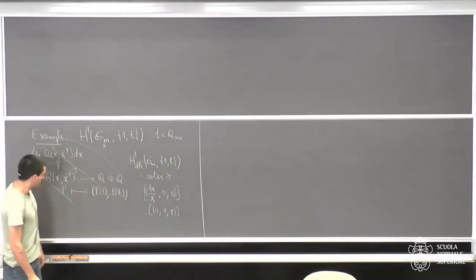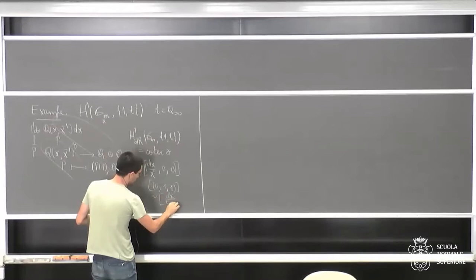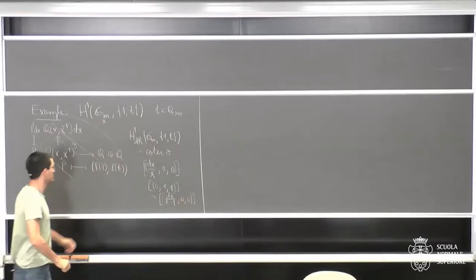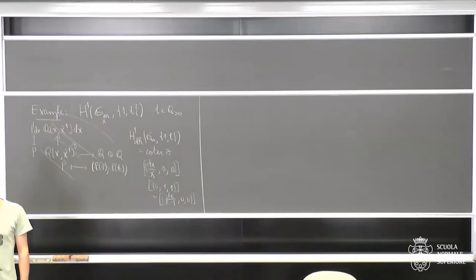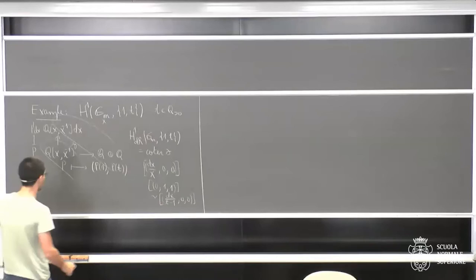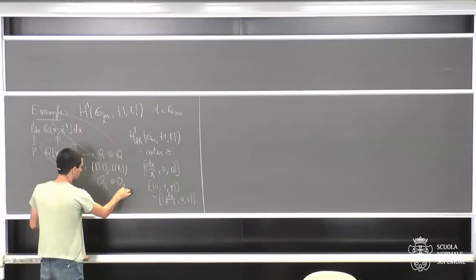And you can play around a little bit with the complex and then see that this class is actually the same as the class of (dx/(t-1), 0, 0). Yes? This is the de Rham complex of the points. So in yesterday's notation, this is O_{D1} plus O_{D2}. These are the irreducible components and the global sections are Q. Yes.